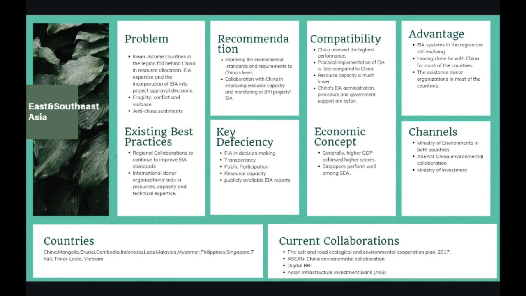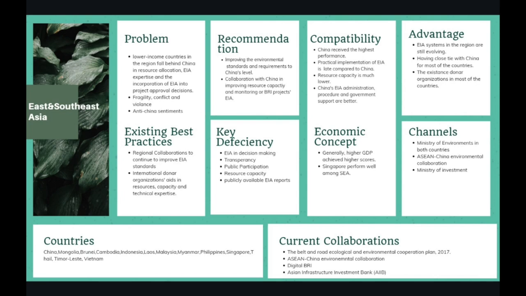In East and Southeast Asia, in terms of administrative requirements, scoping, screening, monitoring, and public participation are mandatory in almost all the countries. They have established EIA guidelines, and EIA results are incorporated in the decision-making process. But some of the biggest weaknesses are found in making EIA reports publicly available, transparency in the decision-making process, and the delivery of EIA training for practitioners. The adequacy of financial and human resources is also questionable in many lower-income countries in the region, because they fall behind China in resource allocation and EIA expertise.